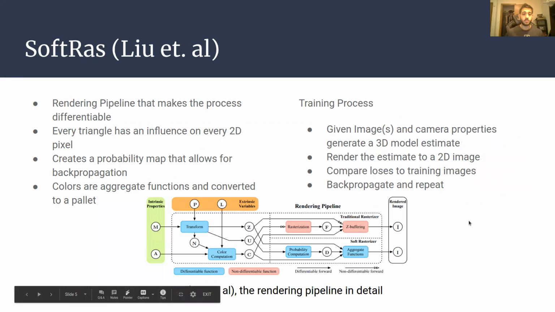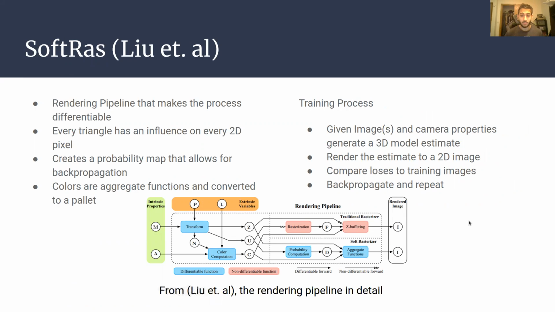So a model I found was SoftRas. It redefines the rendering pipeline to be differentiable by creating a probability map where every triangle in the 3D model has an ability to influence a given pixel. That allows it to go backwards and basically be a differentiable way of generating our 2D image so that we can go in the other direction. Colors are also sampled and used as aggregate functions to then put on the model.